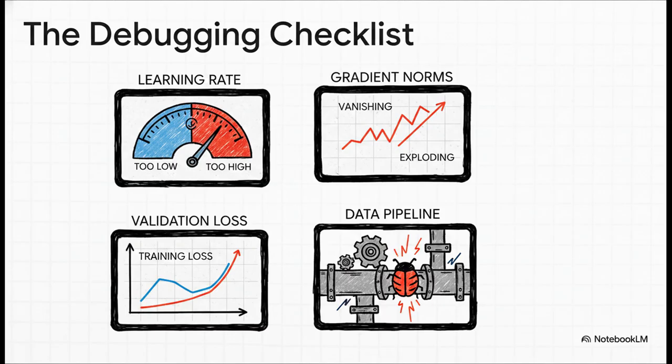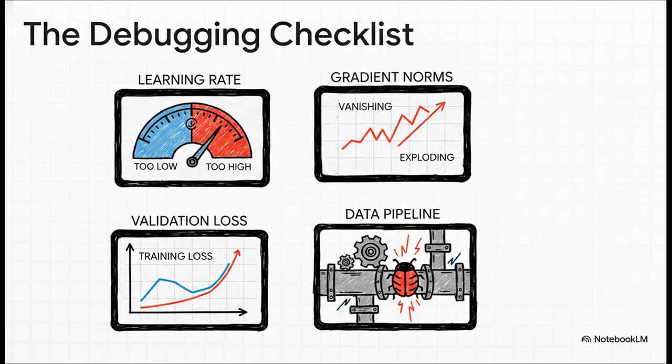And here it is. Number 1, you always check the learning rate. Always. Is it way too high, causing your loss to explode or oscillate wildly? Or is it so low that you're just not making any progress? Number 2, look at the gradients themselves. Are they vanishing to zero or exploding into huge numbers? That points to a problem with your architecture or initialization.